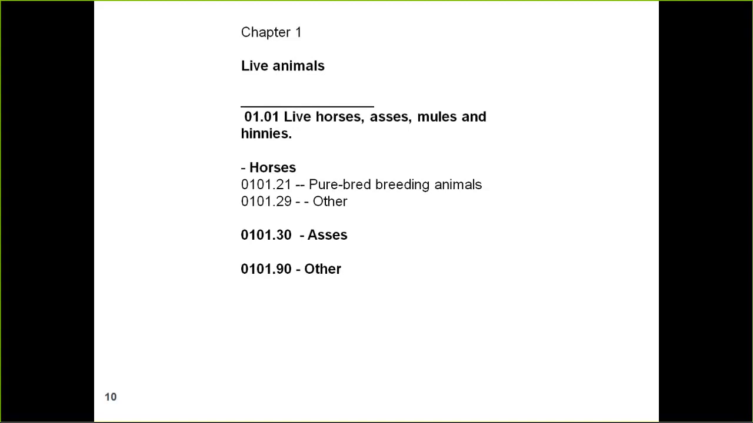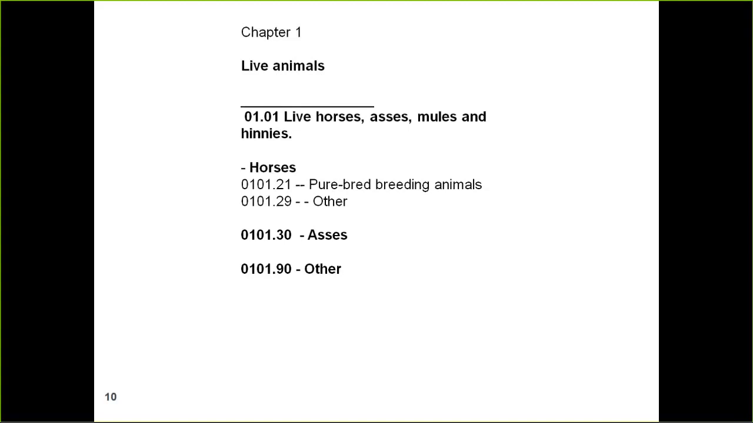Of course, it is important to note the distinction, apart from the difference in the codes. In 010129, other refers here to other horses. Other in 010190 refers to other animals besides asses and horses. And as I said before, the only other animals we can refer to here would be mules and hinnies, because the heading covers only live horses, asses, mules, and hinnies. You could not include cattle, for example, bovine animals or swine in 010190, because that is not part of the heading. It's not covered under 0101.